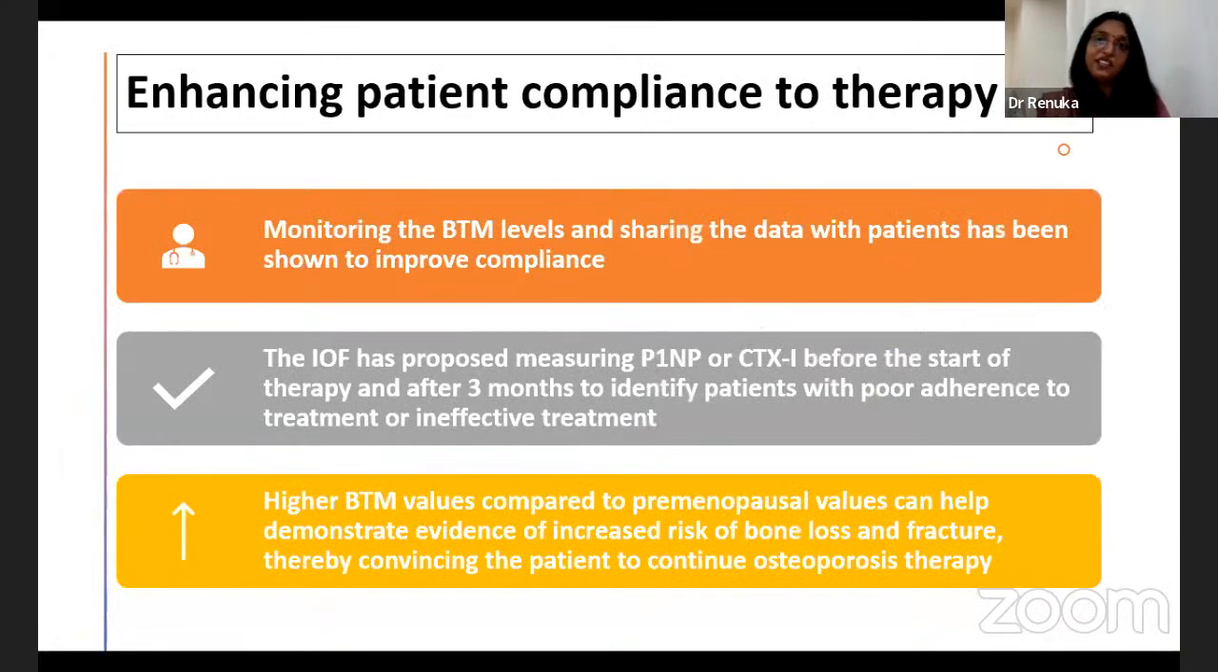The other advantage of using these markers is that you take a baseline value and share the data with the patients. You have documented proof of how the graph is changing, and it helps the patient in adhering to the treatment and improves compliance.